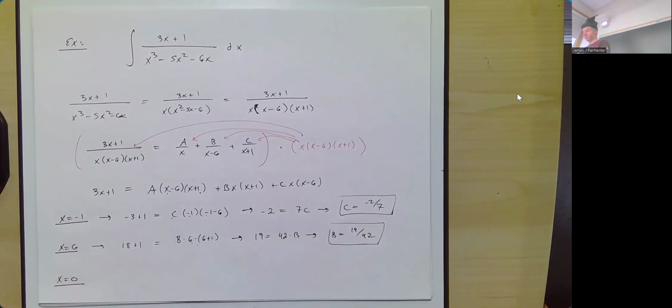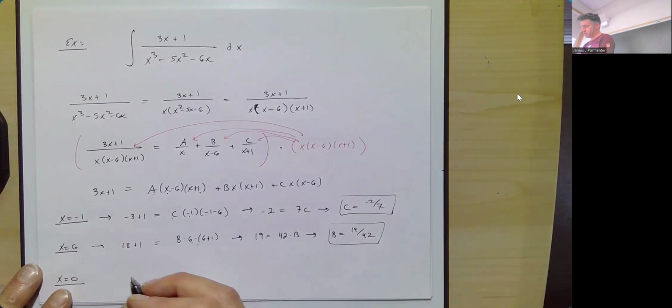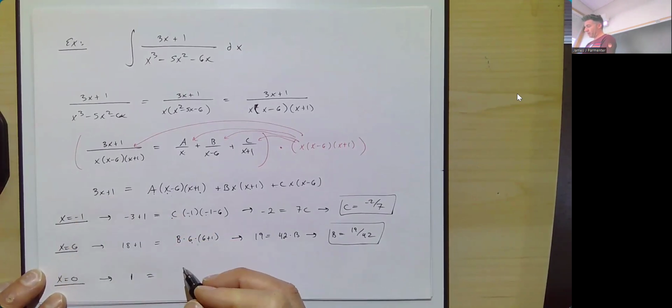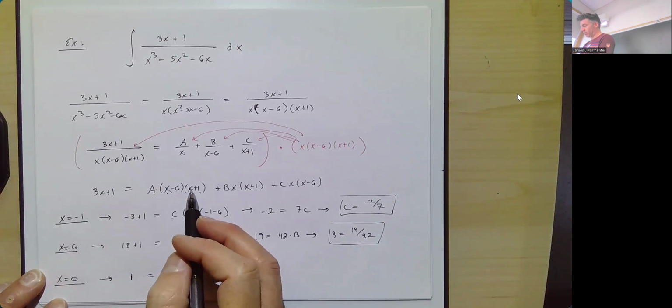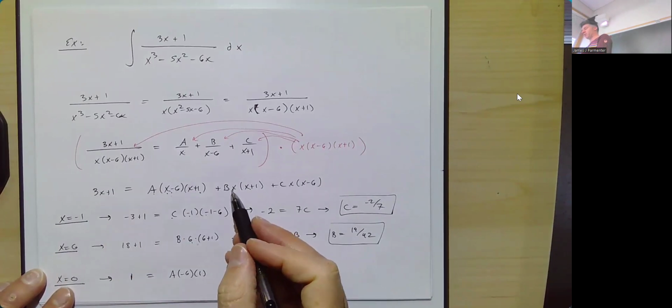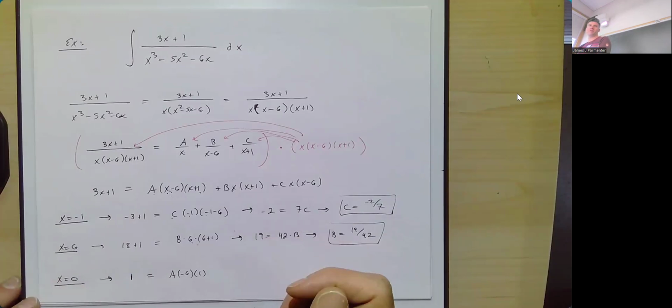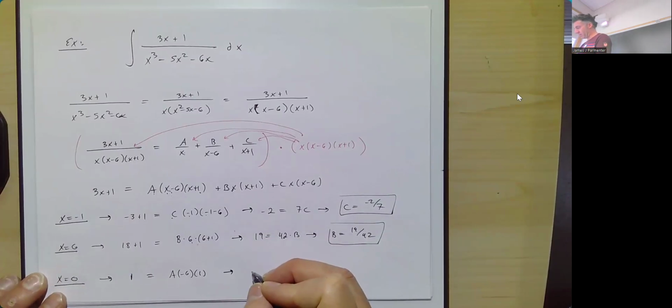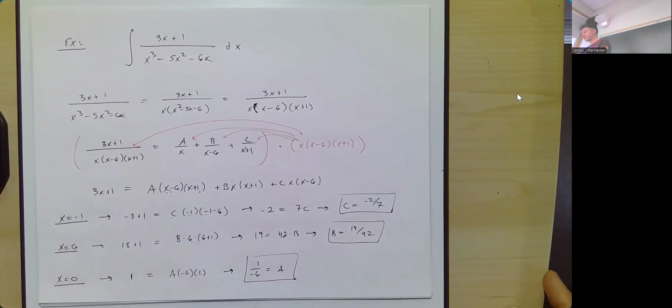And then finally, plugging in 0 for x. On the left-hand side, I get 0 plus 1. On the right-hand side, I get a times -6 times 1, plus b times 0 times 1 plus c times 0 times -6. So solving for a, I end up getting 1 divided by -6 is equal to a. Or a is equal to -1/6.